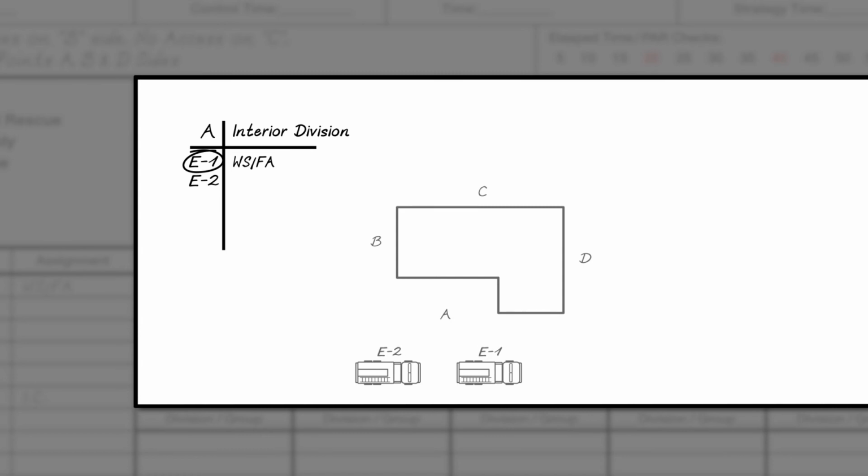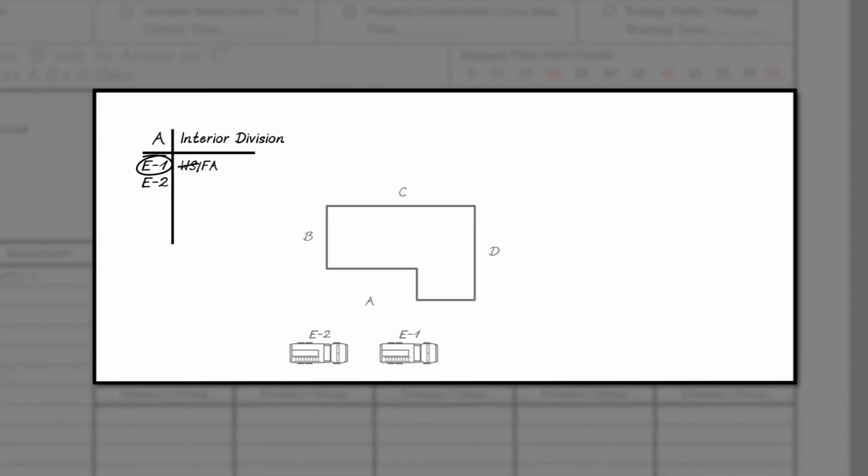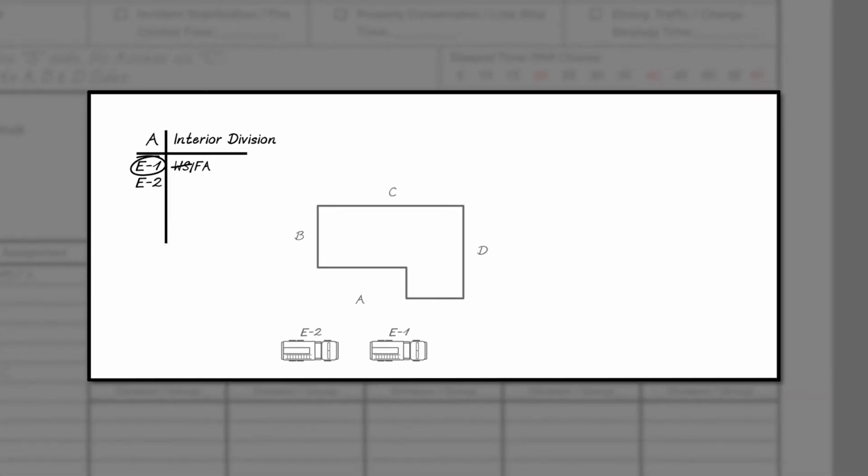As tasks are completed, cross them out in the function area. Once all assignments are completed, identify them as reassigned, in rehab, or released.